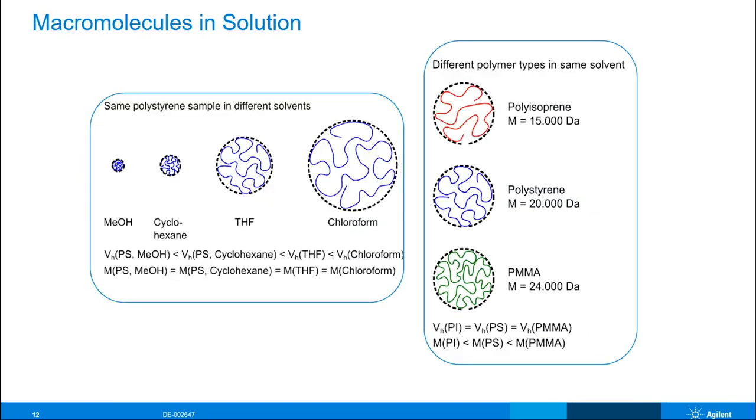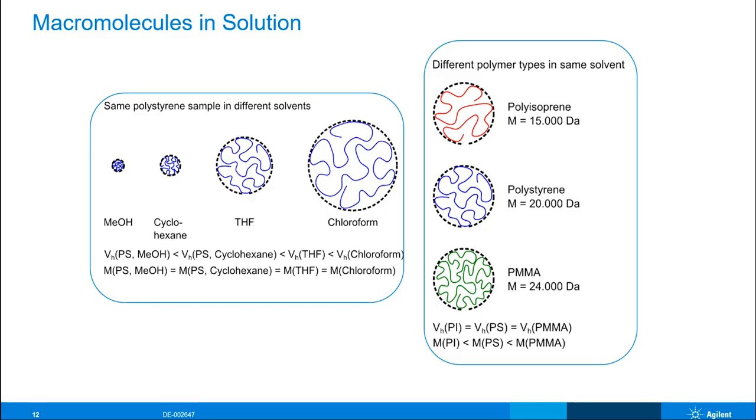Now, we've briefly touched on the concept of hydrodynamic volume, and this slide really highlights what we're getting at here. So macromolecules in solution behave in various different ways. In the most simple case that we can look at on the left-hand side, what we're looking at here is actually polystyrene, but in different mobile phases. So you can see that methanol is quite a poor solvent for polystyrene. The hydrodynamic volume appears quite small. But as we start moving towards THF and chloroform, that hydrodynamic volume of polystyrene is going to increase quite substantially.